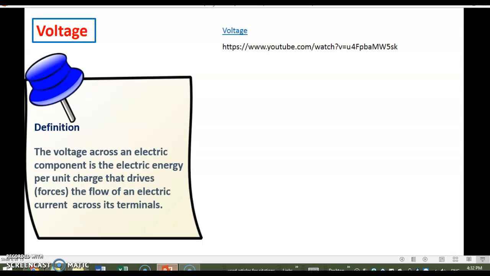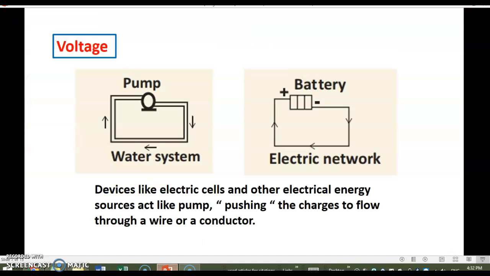So we know that the electric current is the flow of charges. So what causes these charges to flow? They need some force, they need some source of energy. This is present in the battery, for example.